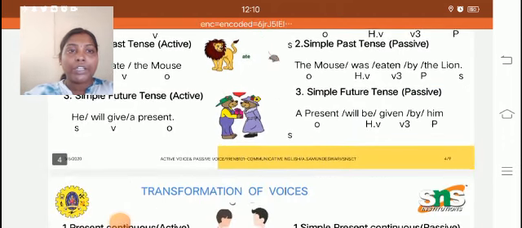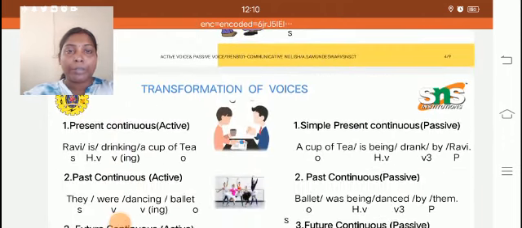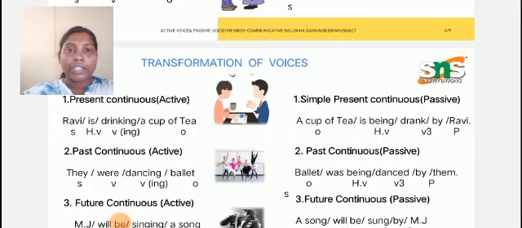Similarly, we apply the rules for continuous tenses also. Just look at the following examples. The first sentence: Ravi is drinking a cup of tea. In a continuous tense, when you write it in the passive case, for the ing form you have to use only being plus past participle. That is another formula to add whenever you change an ing type of sentence into the passive form.